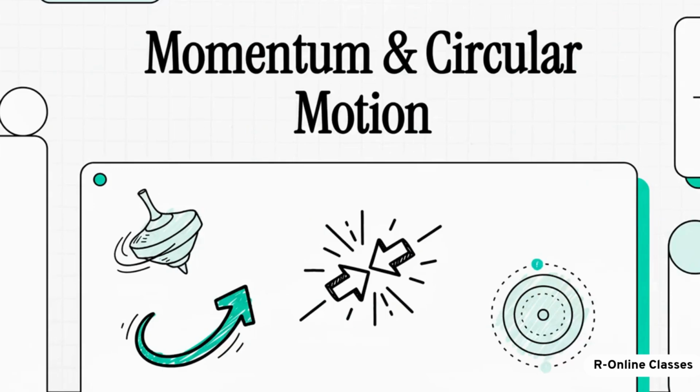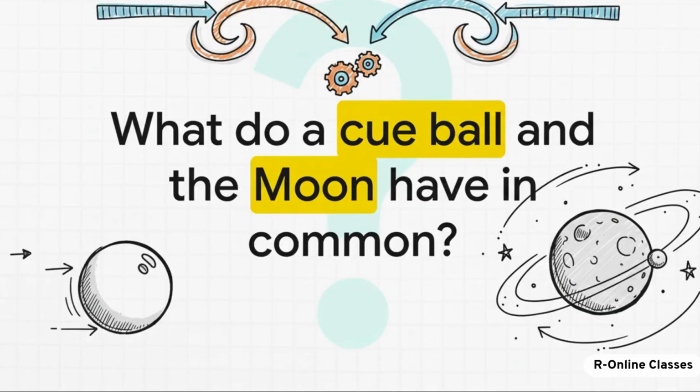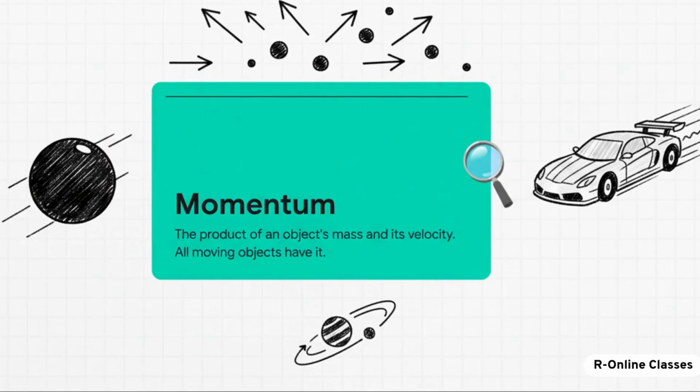Welcome to The Explainer. Today, we're digging into the physics of how things move. Believe it or not, the answer comes down to two basic types of motion. Let's dive in. So first up is momentum.